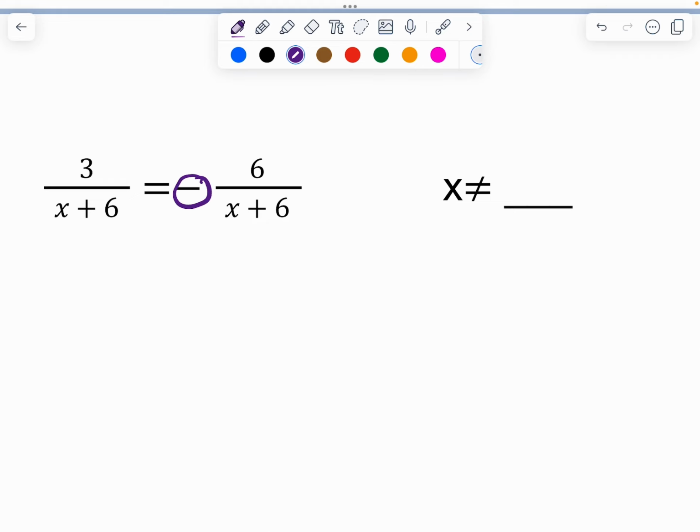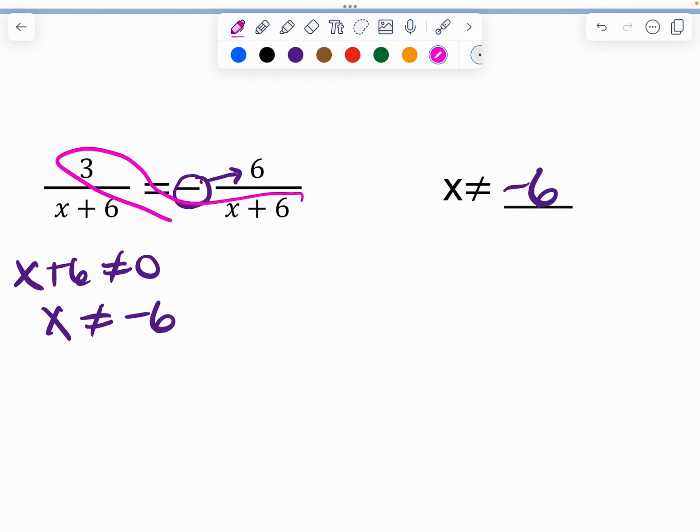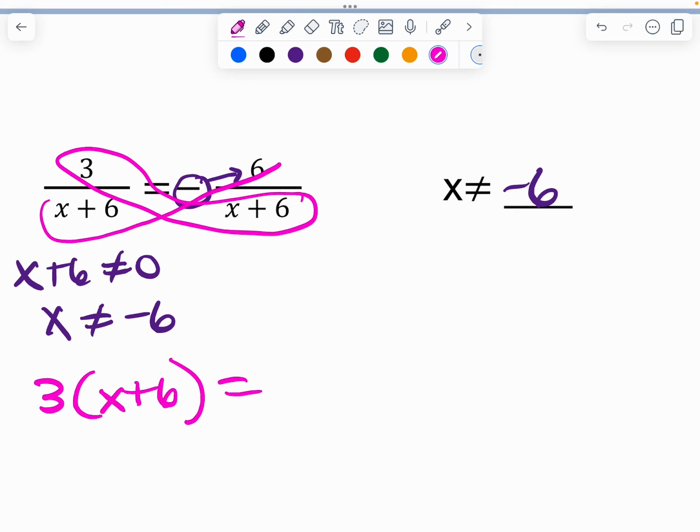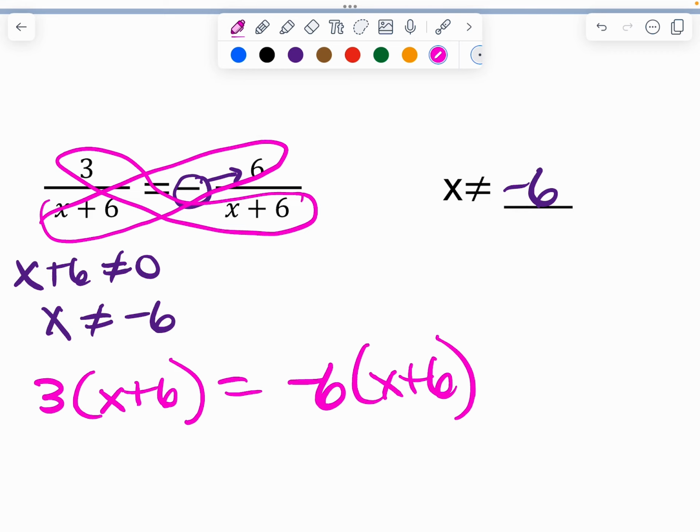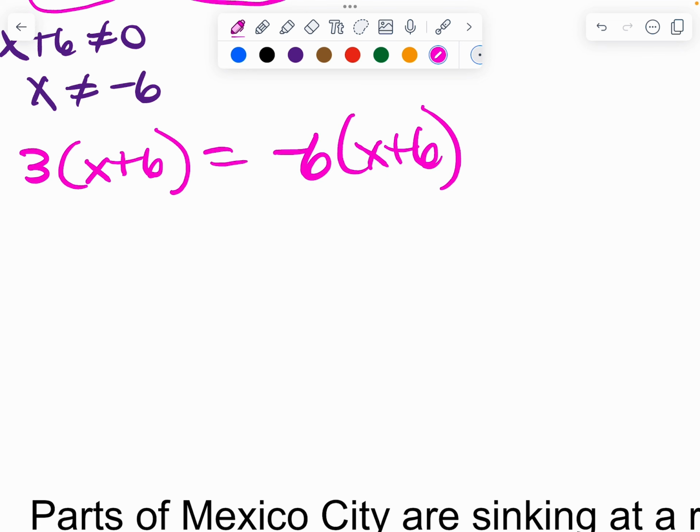Make sure you see that this has a negative sign. You're going to add it to that 6 right there. Okay. So x plus 6 cannot equal 0. So x cannot equal negative 6. Okay, so I'm going to multiply this together. 3 parentheses x plus 6 equals, and then I'm going to do with the negative sign, negative 6 parentheses x plus 6. And there is a rhyme and a reason to why I did this. I want to show you something.